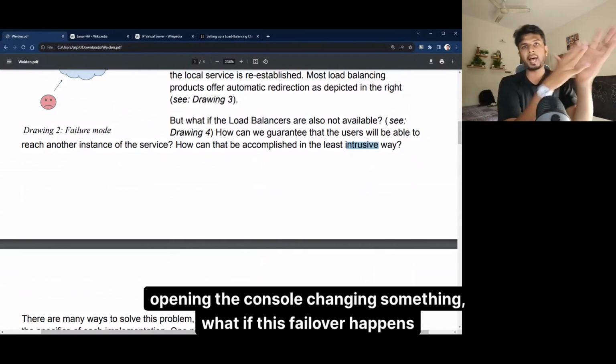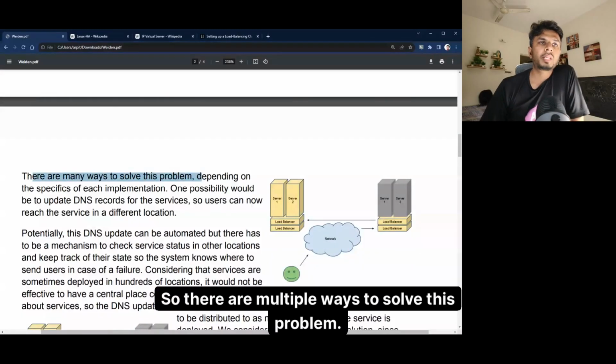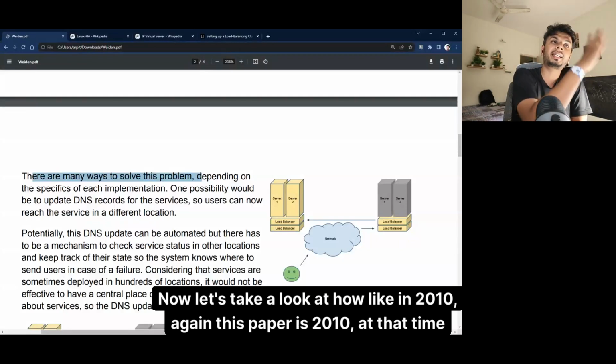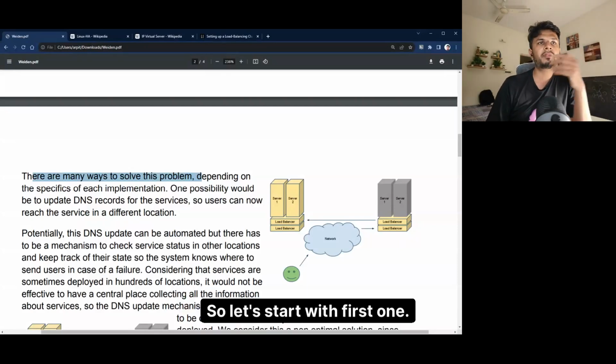What if this failover happens automatically? That's what it talks about. So there are multiple ways to solve this problem. Now let's take a look at how, in 2010, again, this paper is 2010. At that time, they suggested there are multiple ways to solve this problem depending on specifics of each implementation. So let's start with the first one.